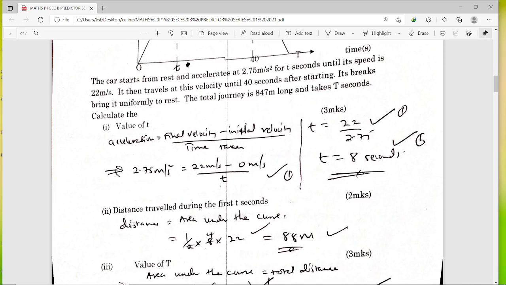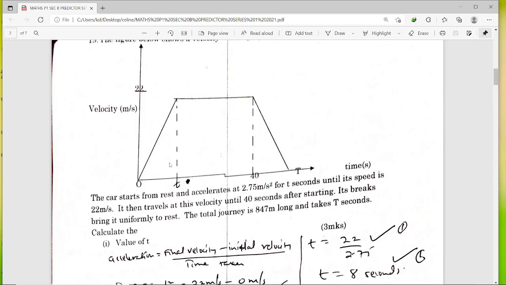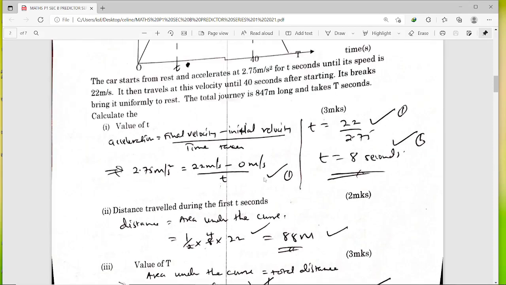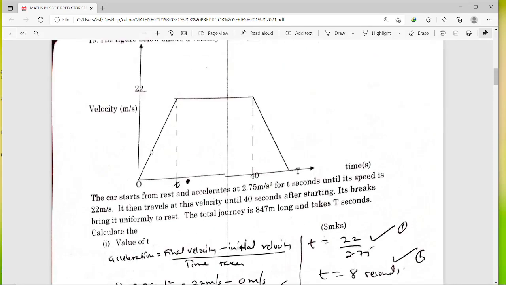Then the distance traveled during the first t seconds. Distance is the area under the curve. The area under the curve will be a half times the base, which is 8, times the height, which is 22. So it is a half times 8 times 22, and that gives you 88 meters. Then the value of T. We know that the area under the whole curve gives you the total distance, and the total distance is 847 meters.